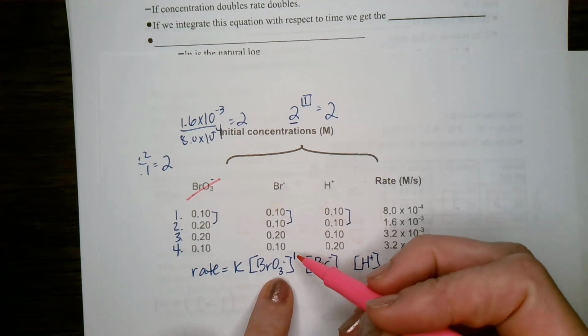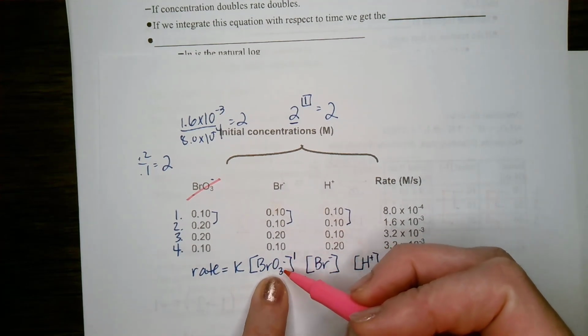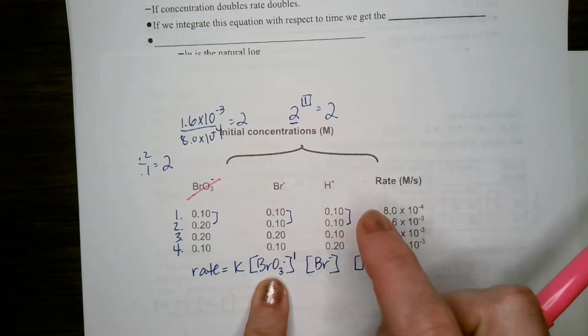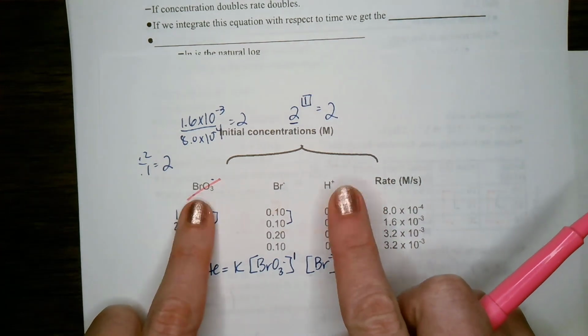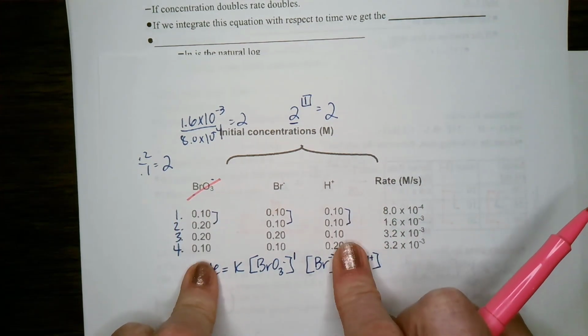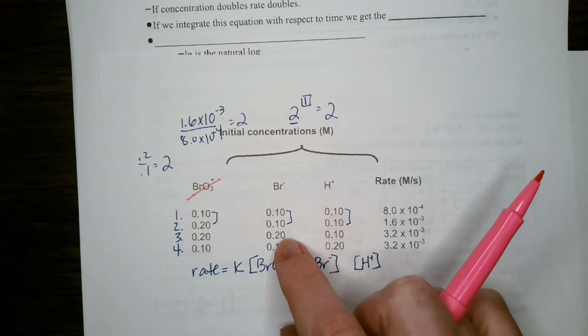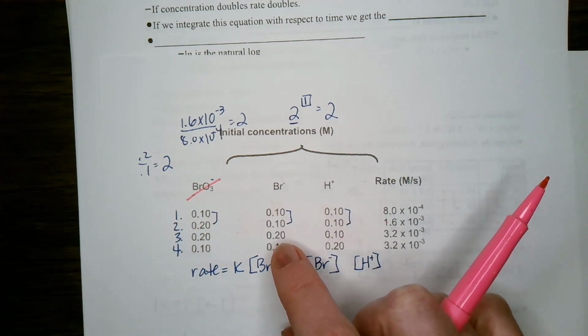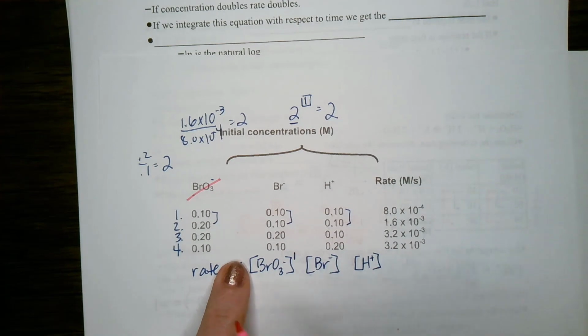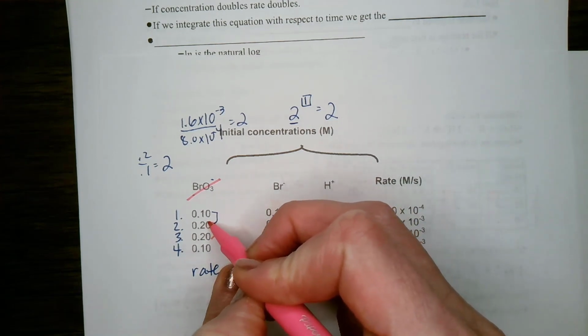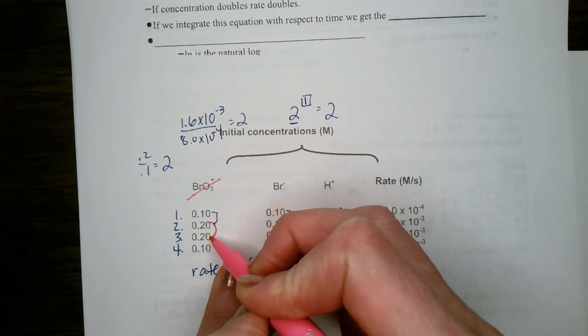Okay, so we've got BrO3 out. I'm just going to cross it off so we know we're done with it. It's first order with respect to BrO3. Now let's see if we can find a trial where these two hold constant from one trial to another, and let's just find bromine.